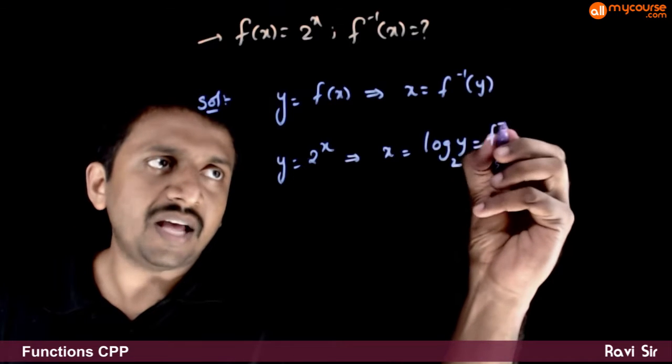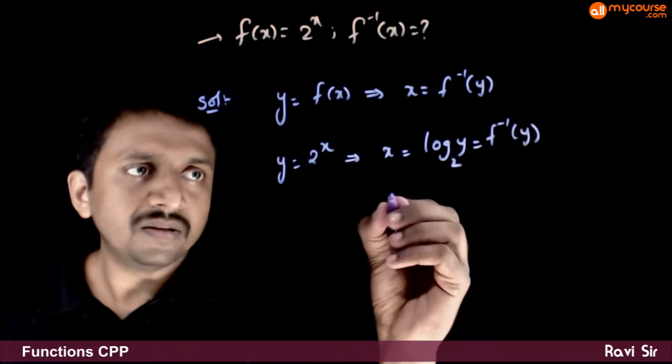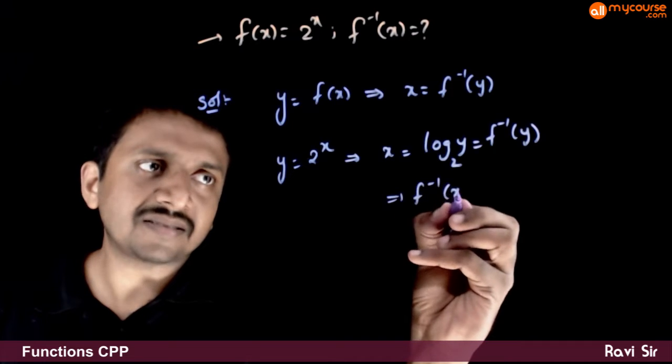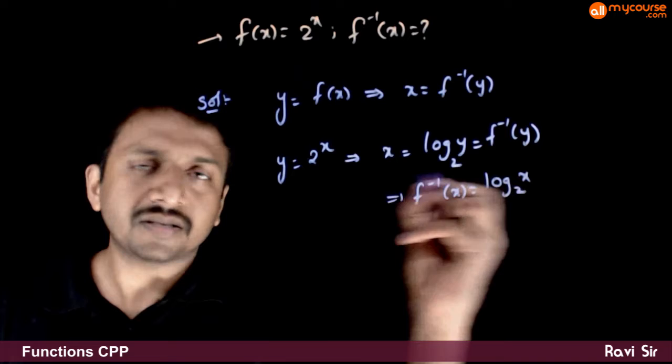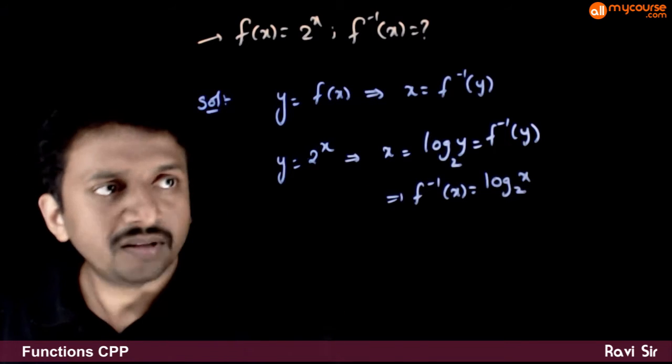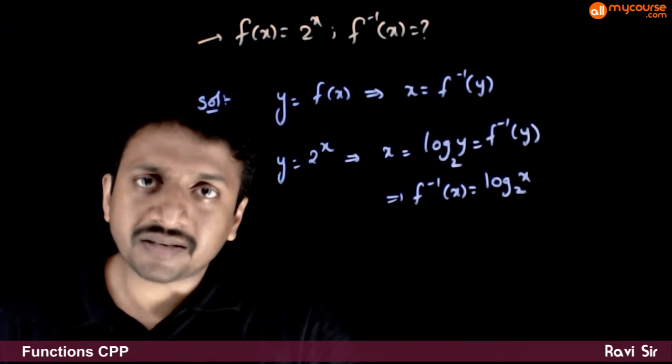And this is nothing but f inverse of y. So this implies what is f inverse of x? In the place of y, just put x. Log x to the base 2 is the answer. So f inverse of x is log x to the base 2.